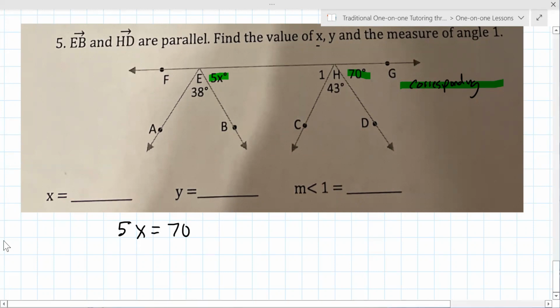Okay. So now I'm going to solve for that. Great. Go ahead and solve for x.